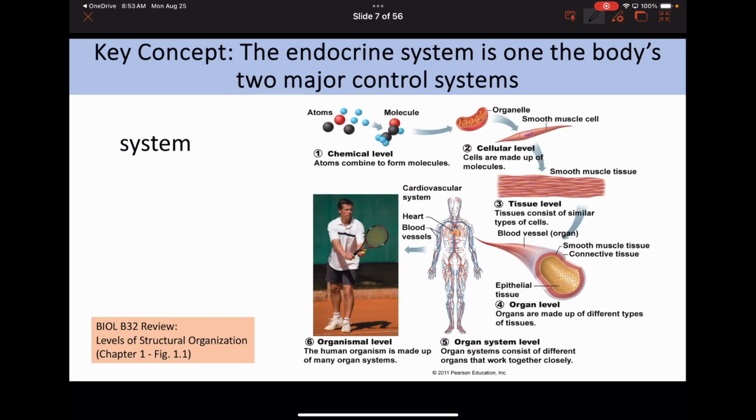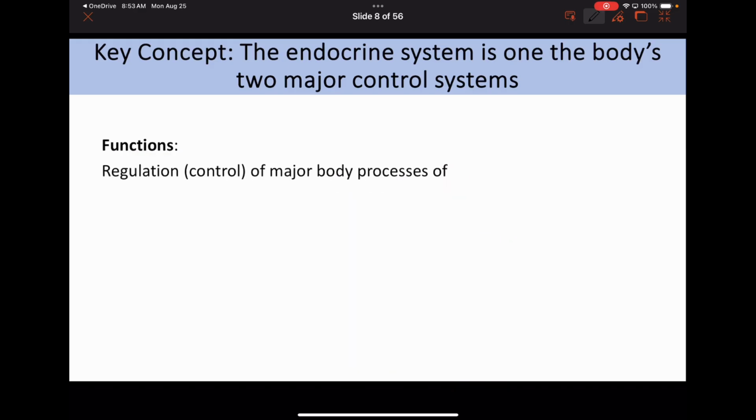So if you remember this diagram from before, atoms and molecules, which are your chemicals, come together to make organelles. Organelles make cells, cells make tissues, tissues make organs, organs make organ systems, and those make the organism. And that's not the first time I'm going to ask you about B32 information today, so just get ready.